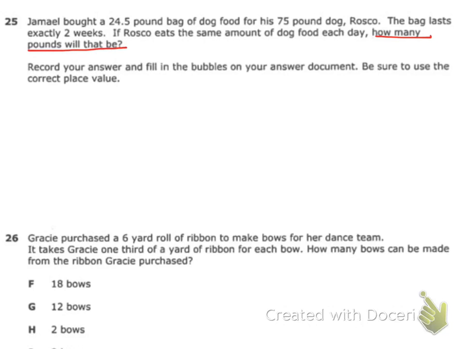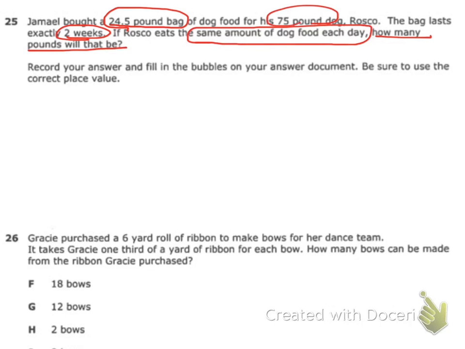Alright, so we know the bag of dog food Jamal bought was 24.5 pounds. We also know that the bag lasts for 2 weeks. We also know that the dog eats the same amount of dog food each day. Now, the 75 pounds right here, that is irrelevant. Extra information. It really doesn't matter how much the dog weighs. The dog could be 100 pounds. The dog could be 50 pounds. How much the dog weighs is not important in this problem, so we don't need that piece of information.